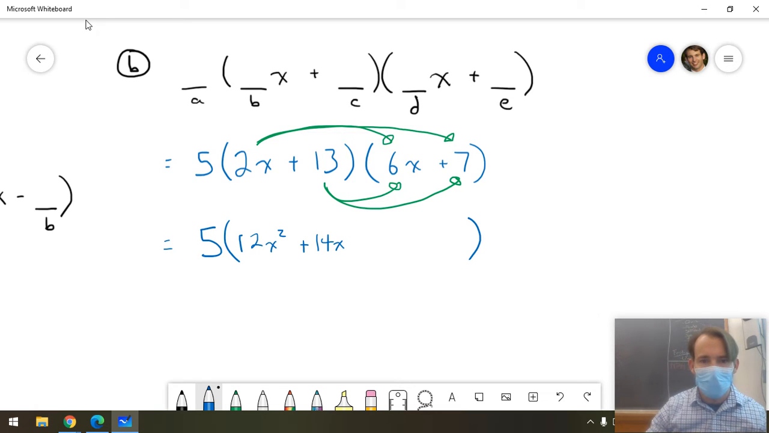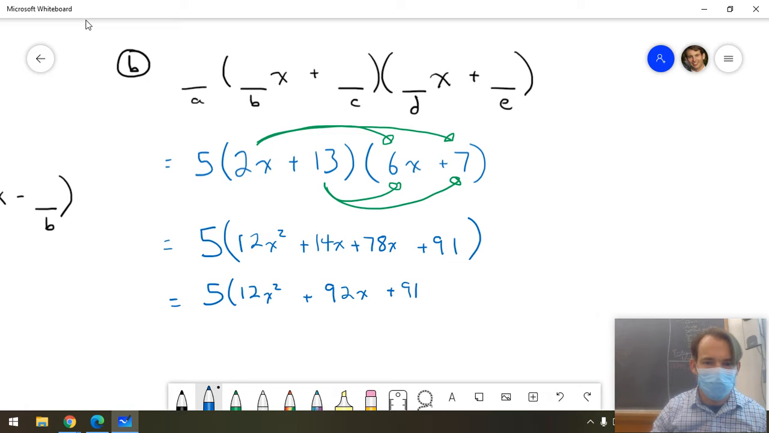13 times 6 is going to be 78x. And 13 times 7 is going to be 91, just 91, sorry, not 91x. Okay, now I have like terms to collect here, so I'm going to have another line where I collect my like terms. 12x squared plus 14 plus 78 is 92x. Check your math, make sure it's good. Yeah, that's indeed 92. And then plus 91.